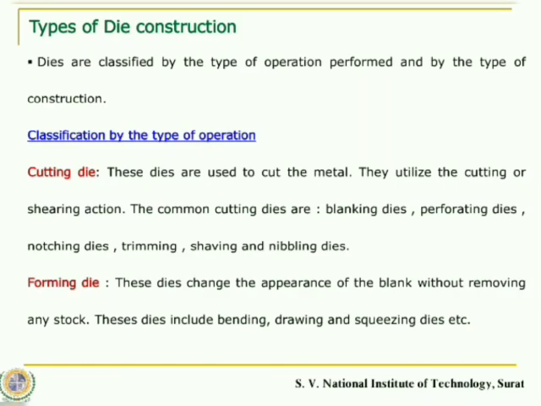Now we will discuss different types of dies. Dies are classified in different ways. One way of classifying the dies is based on the type of operation that they perform. Cutting die is one such die which is used to cut the metal. Cutting dies utilize the cutting or shearing action and cut a portion of the strip. The common cutting dies are blanking dies, piercing dies, perforating dies, etc.